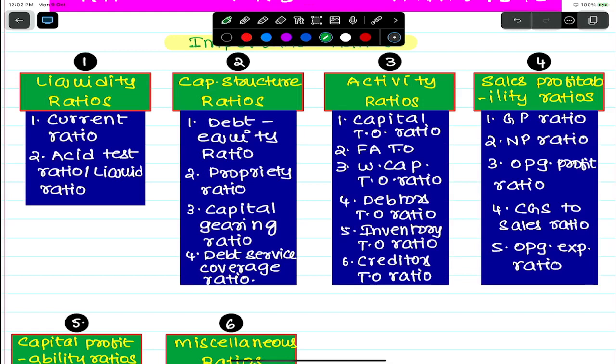In that miscellaneous, I didn't write all. What are most important from the exam point of view, only those I have written there. Other than this, there are another 7 ratios, not tested in examination, but there in the syllabus. Lastly, we will discuss them at the end of this chapter. Problems also we don't find on those ratios, but they are there in the syllabus.